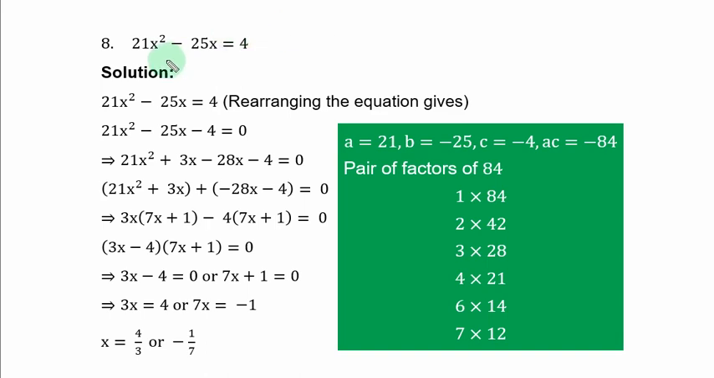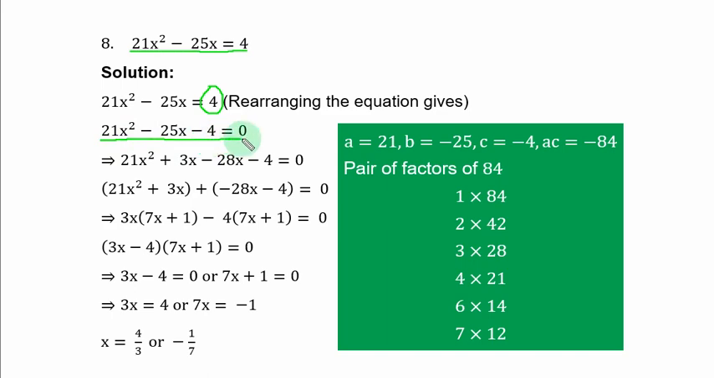Example 8. Factorize 21s squared minus 25s equal to 4. Solution. Before we can factorize, we must ensure that the right hand side is equal to 0. To achieve that, you need to transfer plus 4 to the left hand side. And when you do that, it becomes minus 4. So we have 21s squared minus 25s minus 4 equal to 0.